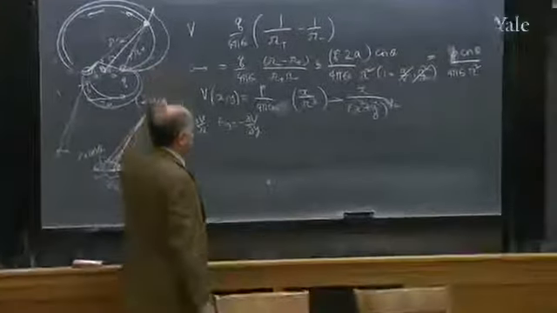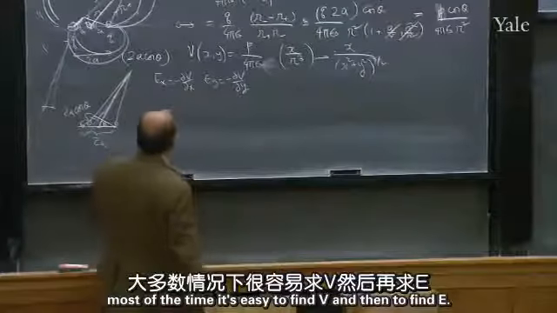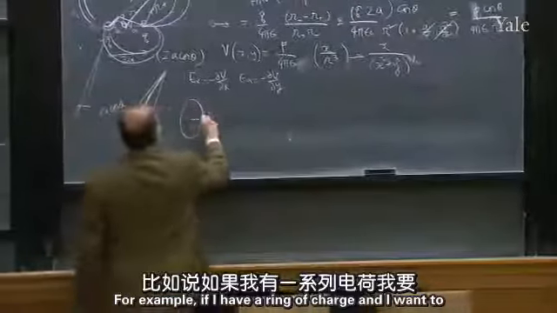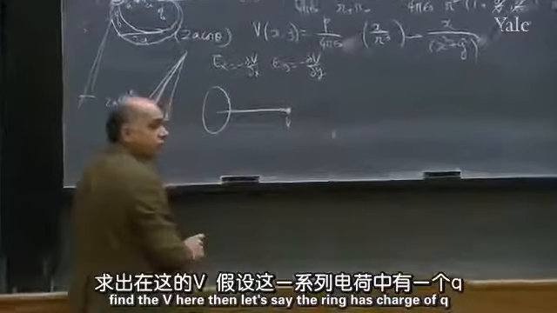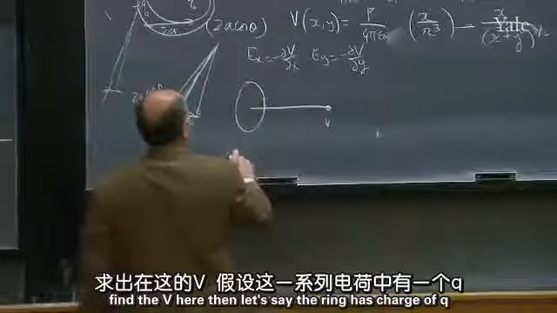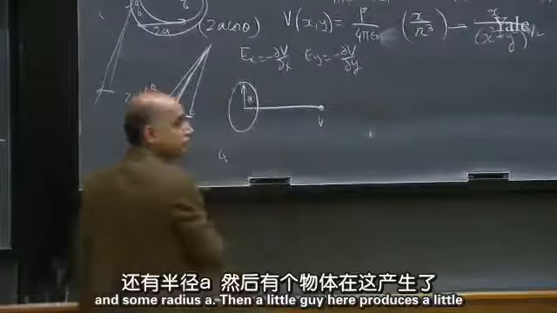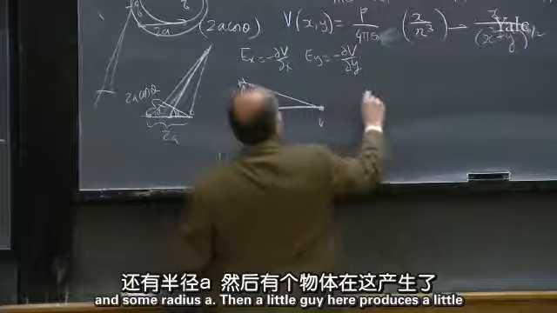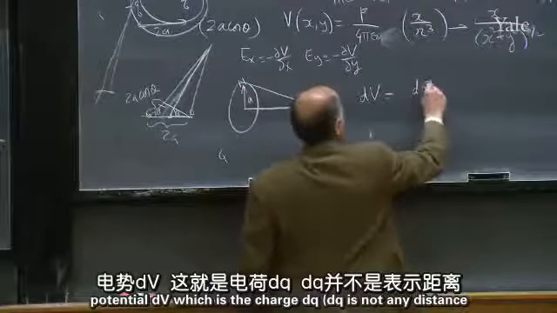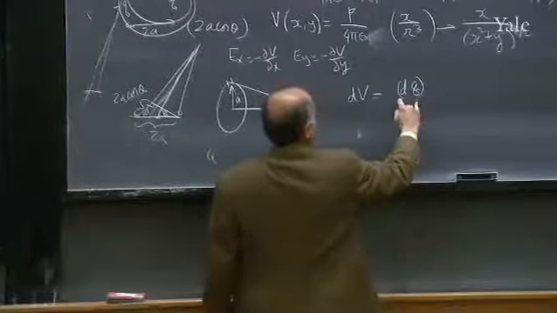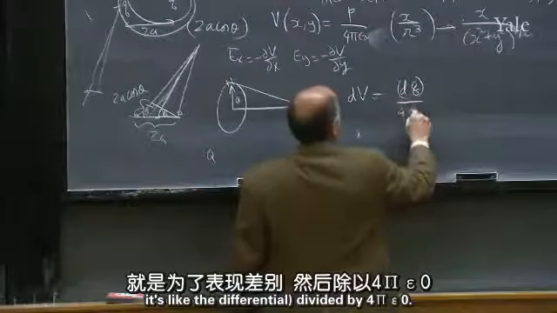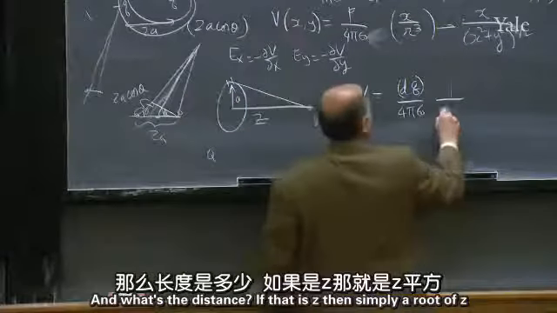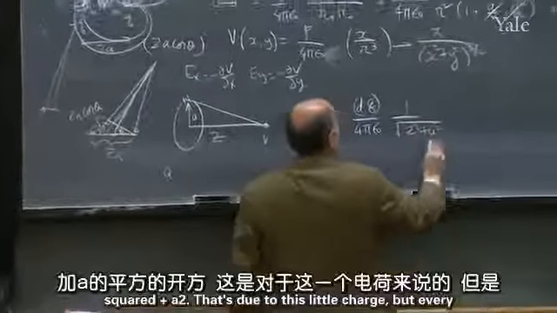In other problems, most of the time, it's easy to find V and then to find E. For example, if I have a ring of charge and I want to find the V here, let's say the ring has charge Q and some radius A. Then a little piece here produces a little potential dV, which is the charge dq divided by 4 pi epsilon 0. And what's the distance? If that is z, then it's simply the root of z squared plus a squared.